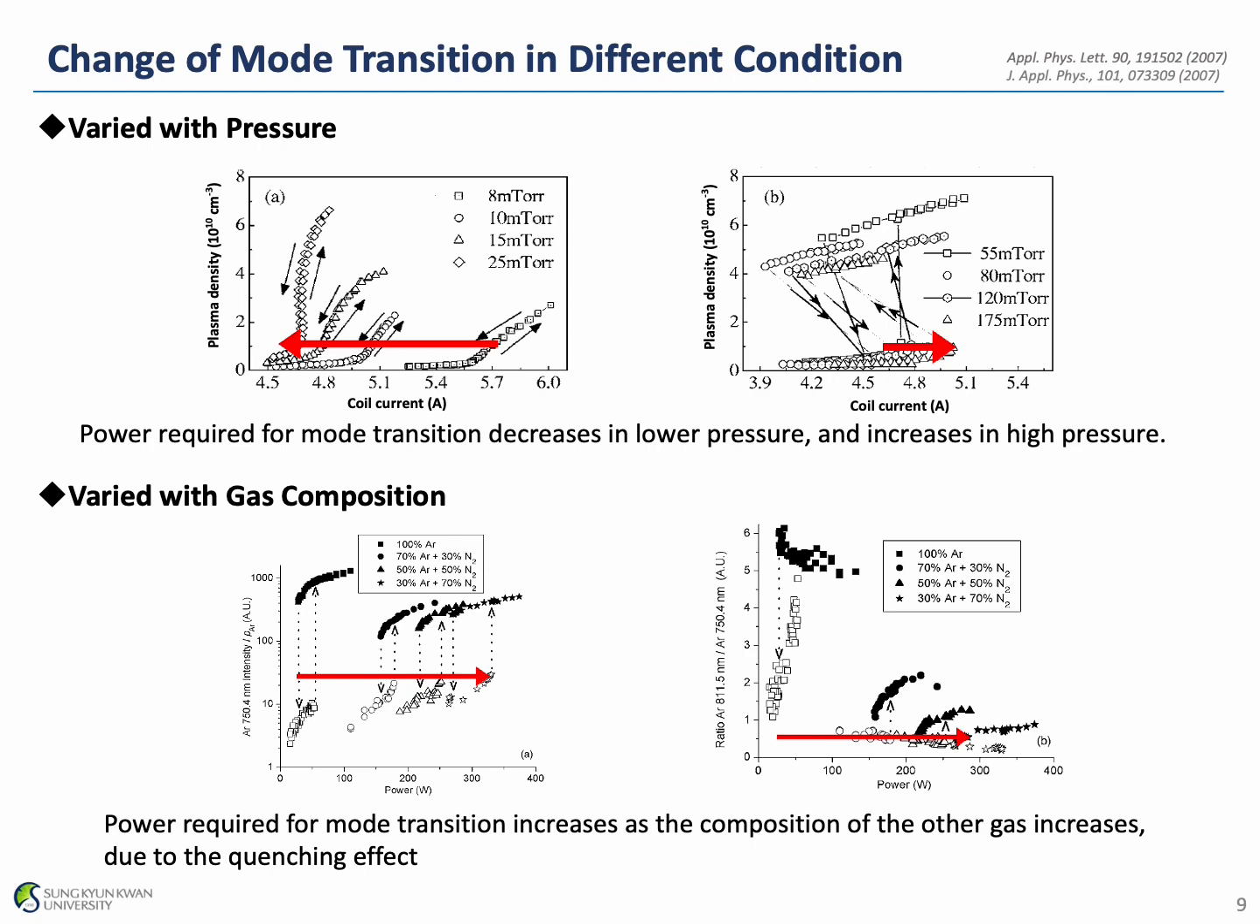And also, the gas composition could affect the power required for the mode transition. As the composition of the other gases increases, the required power increases because of the quenching effect.